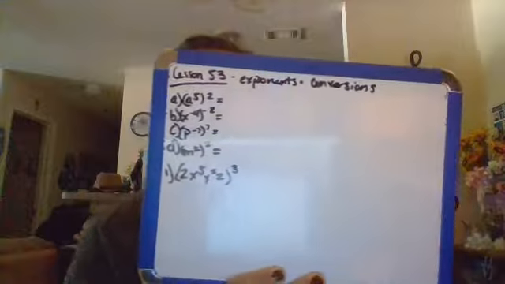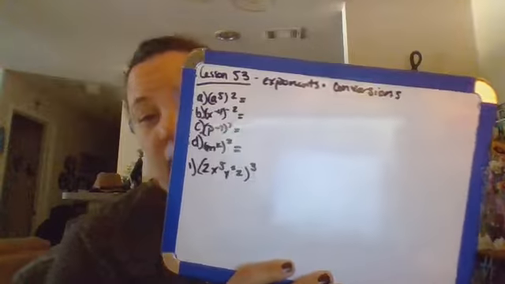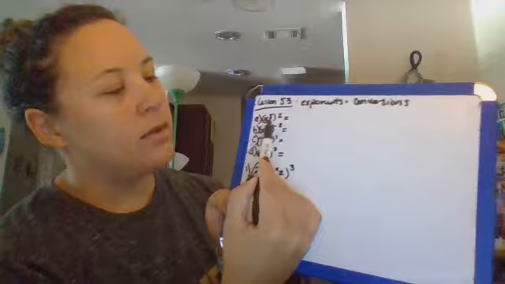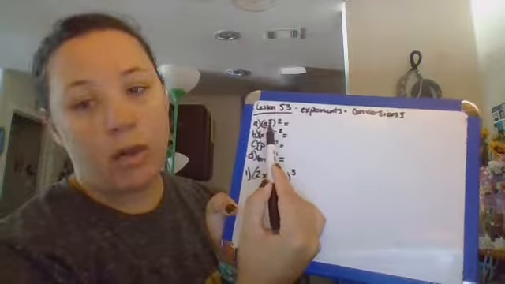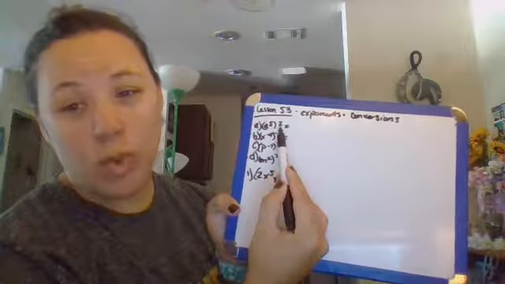All right, so today we're going to do lesson 53, which is on exponents and conversions. So first we're going to start on exponents. We already have some problems I have written down. Our first one is going to be a raised to the power of 5, and all of that squared.